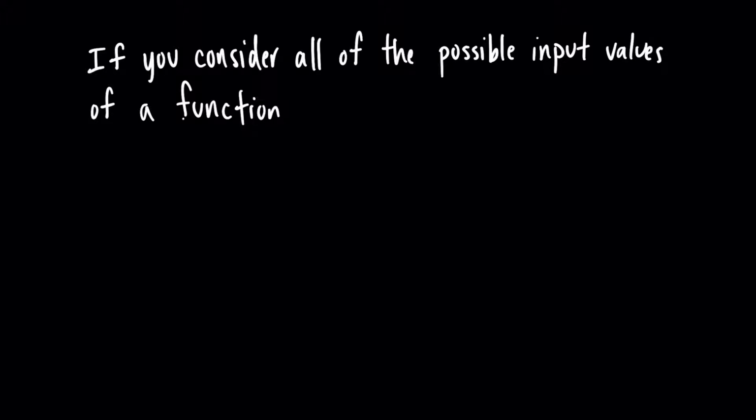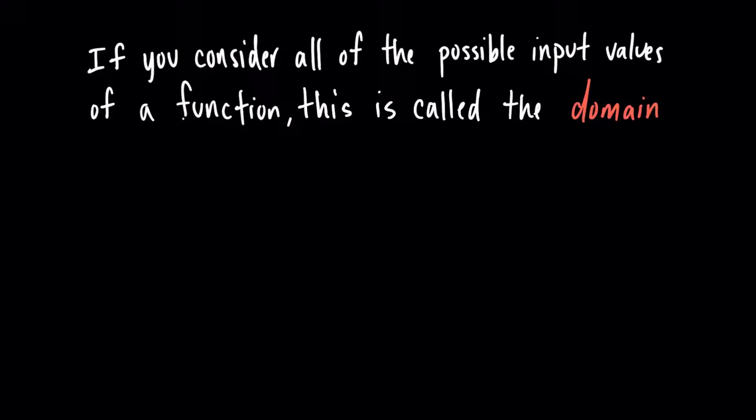Some functions don't have a limit on their input values, and we would say that you can put in anything you want. You could put in literally any real number, 4.7, negative 3.2, right? But if you consider all of the possible input values of a function, this is called the domain. I realize that is a fairly abstract concept, but we're going to talk about that a lot. So the domain of a function is the collection of all of the possible numbers that you could put in to the function.